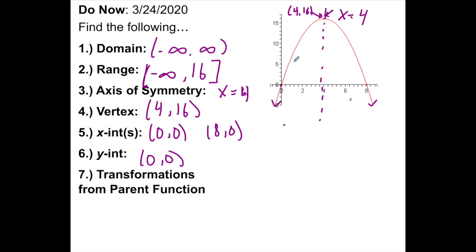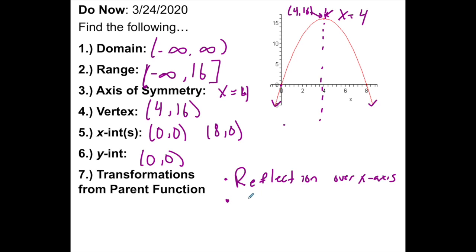And transformations from the parent function. I'm not seeing any definitive signs that there's any stretching or shrinking. It still appears to be the same shape. So it's going to have to be a reflection over the x-axis. I said y-axis at first, and I'm sorry, that's not a y-axis, that's an x-axis. You'd be surprised how often even I do that.